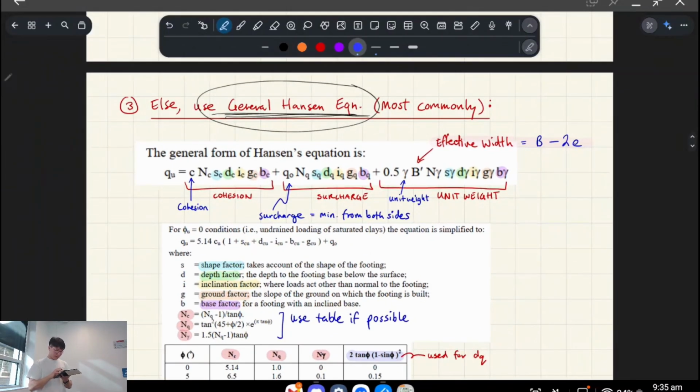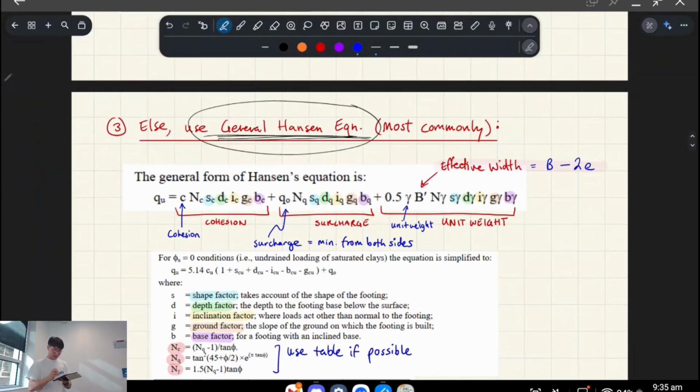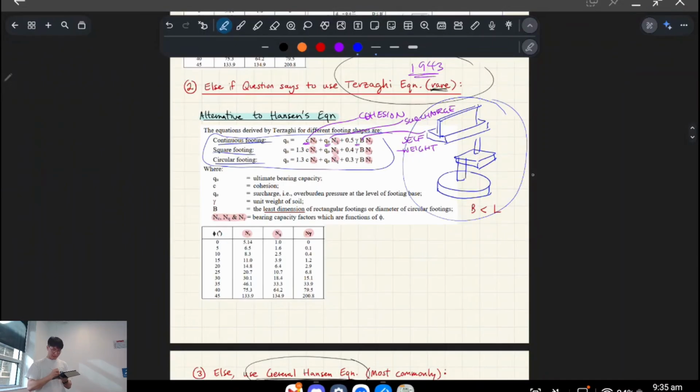So the first thing is he consolidated the idea of different types of footings into a shape factor, okay? So you don't need 3 different types of equations. You just have one modification factor that changes it. And it's called shape factor. It's called S, okay?